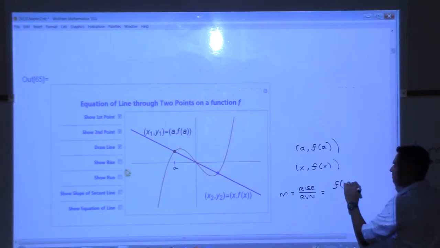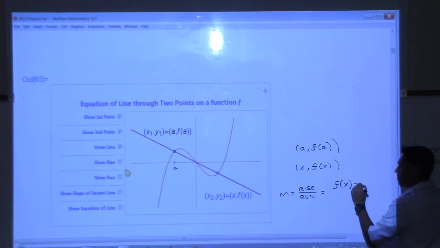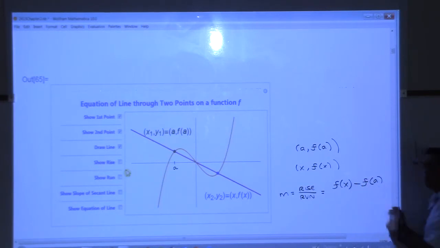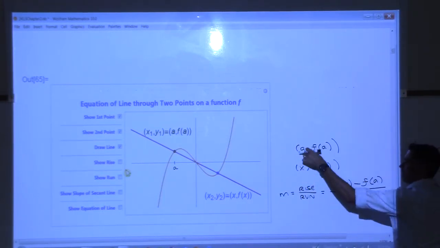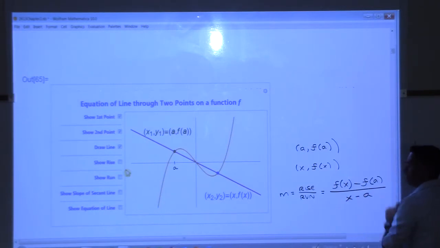Everyone clear with that? F of x minus f of a. Is everyone okay with that? That's y2 minus y1. Al, keep going. What's the run? And the run will be x minus a. X minus a. Okay? Good.